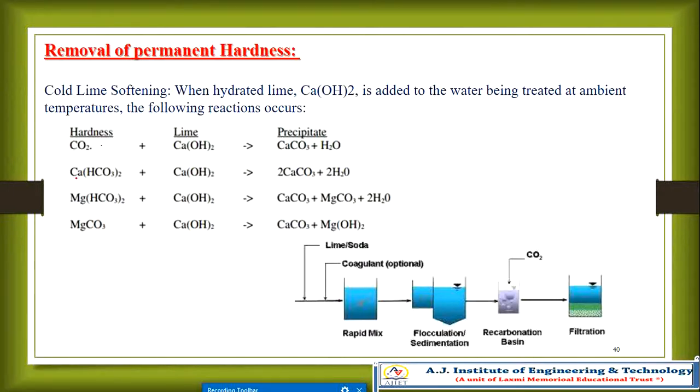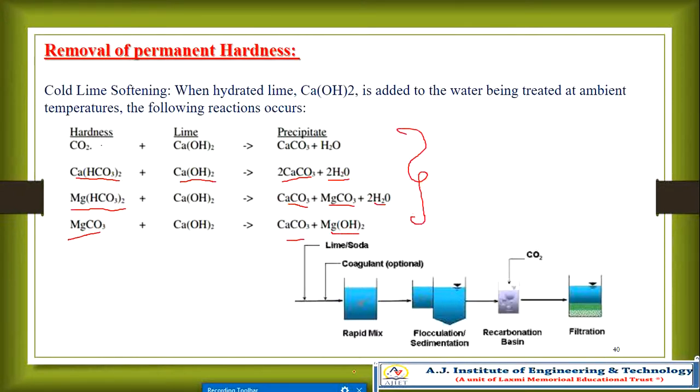If Ca(HCO3)2 is a hardness, then if you add Ca(OH)2, hydrated lime, 2CaCO3 will form and 2H2O will form. And Mg(HCO3)2, this is your bicarbonate, this is your magnesium form. So this is the reaction that takes place: Ca(OH)2 gives CaCO3 and MgCO3 plus 2H2O. In the same way, CaCO3 and Mg(OH)2 precipitate. These are all precipitations.